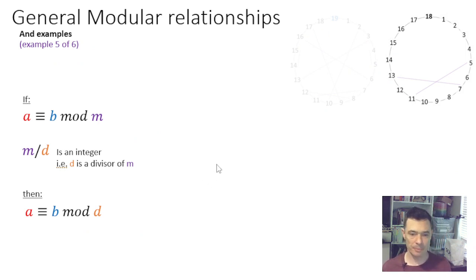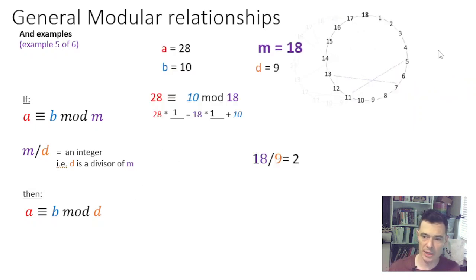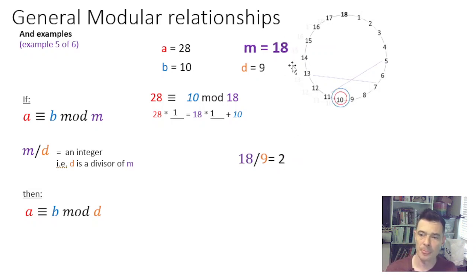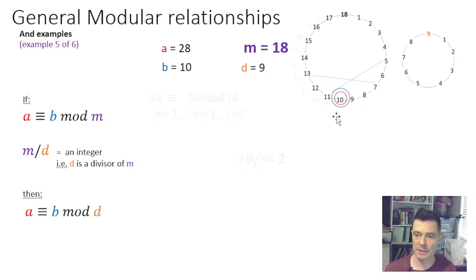And for the next example, at first look, this looks somewhat more involved. We'll see an example. So here we have A of 28 and B is 10. And when it comes to this piece here, for D, you need a D that is a divisor of M. So when M is divided by D, it has to equal a whole number. We're going to use 18 and 9 as our example. So for mod 18, B is 10, A is 1 time around plus the remainder of 10.